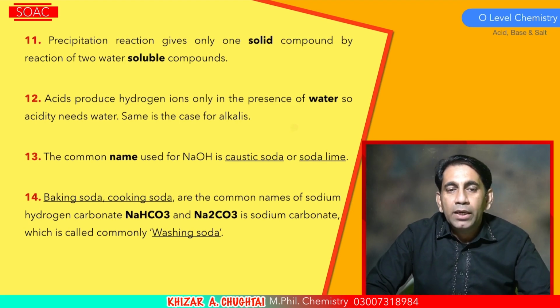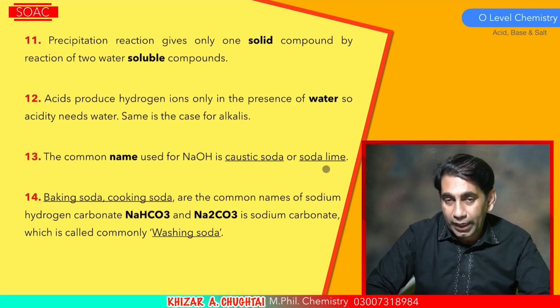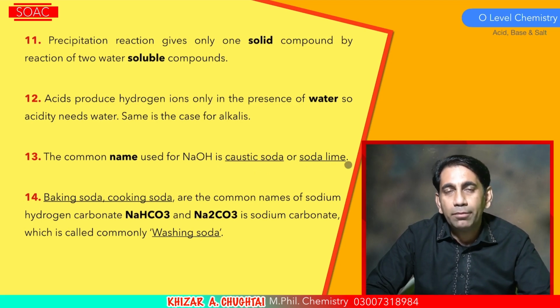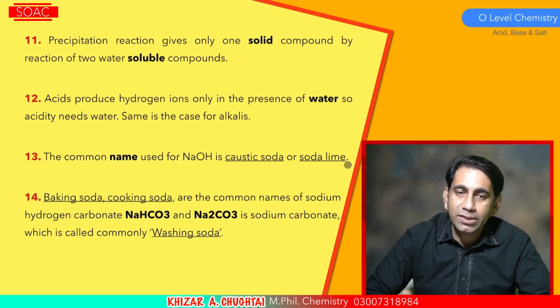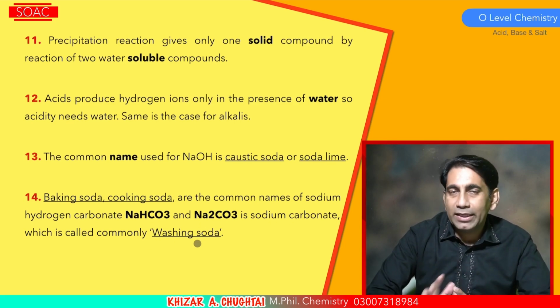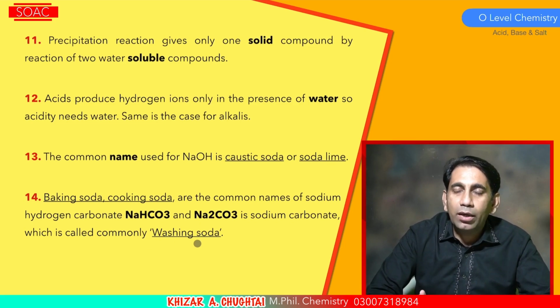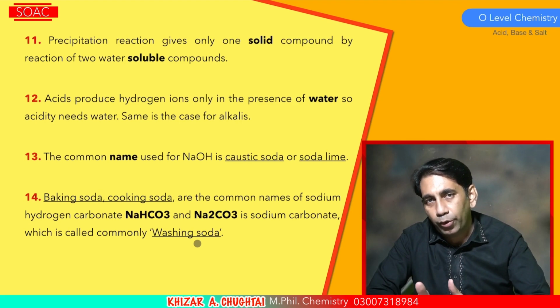The common name of sodium hydroxide is caustic soda, or it is also said to be soda lime. Caustic soda and soda lime are the common names of sodium hydroxide, NaOH. Baking soda, also known as cooking soda, is the common name of sodium hydrogen carbonate, but Na2CO3, that is sodium carbonate, its common name is washing soda. Washing soda is sodium carbonate that has no hydrogen in it, but baking soda or cooking soda is the sodium hydrogen carbonate.